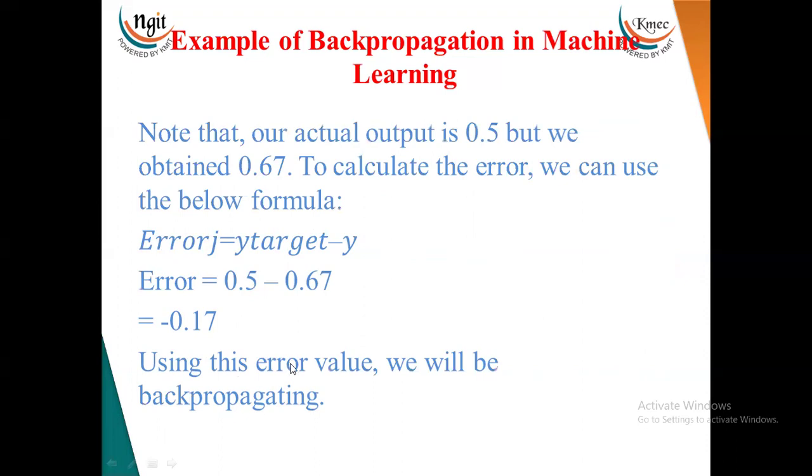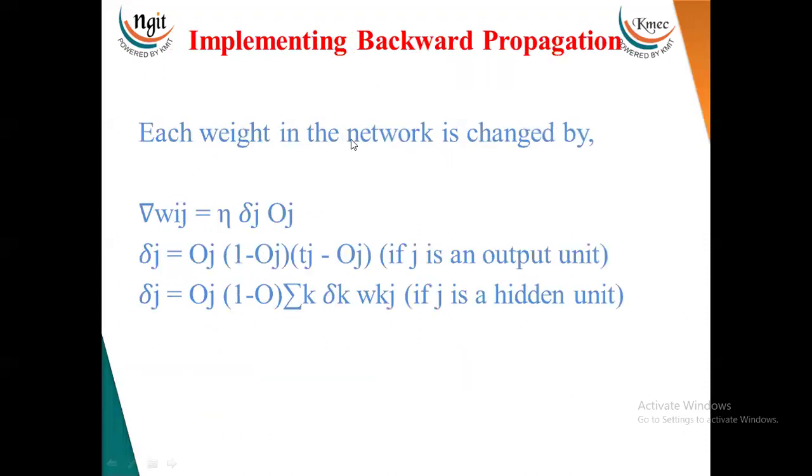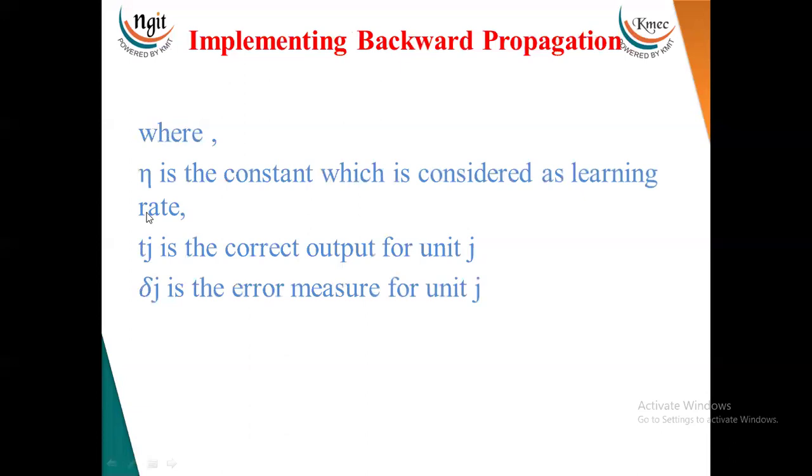In order to backpropagate, this is the error I have calculated. So how to do this? Each weight has to be changed accordingly. This is the formula: delta Wij equals mu delta j oj, where delta j is given by this formula. If j is an output unit, I have to use this value. If j is a hidden unit, if you are changing the weight in the hidden unit, you have to follow this formula. Mu is a constant, the learning rate, which was already 1, Tj is the correct output of j, and delta j is the error measure of unit j.